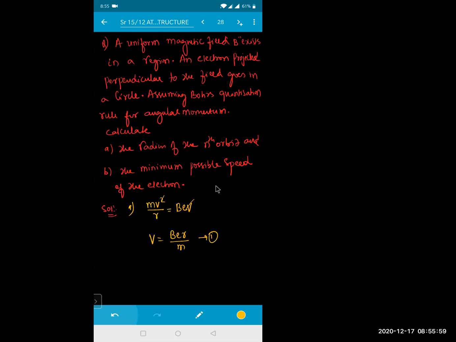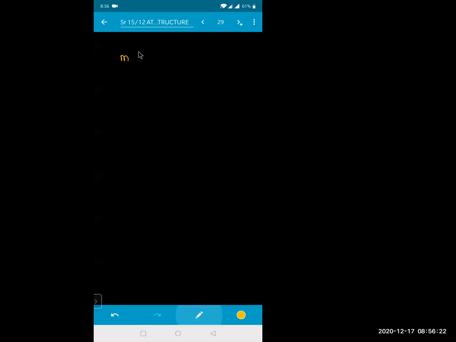Because you are projecting a charged particle perpendicular to the magnetic field, the force on the charged particle is B q v into sine 90. Sine 90 is 1, so this is B into e into v. Then from the second postulate, m v r is equal to n h divided by 2 pi. So I can write m into v, the value we got, B e r divided by m, into r is equal to n h divided by 2 pi.